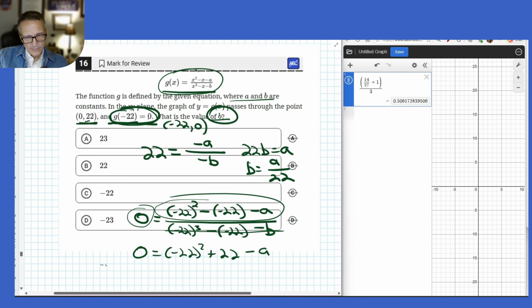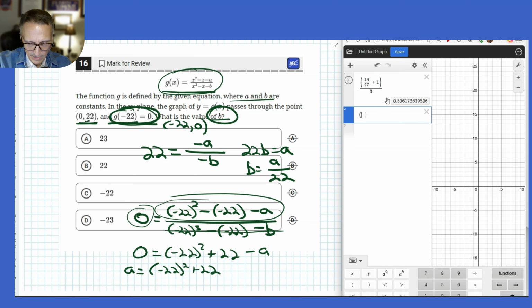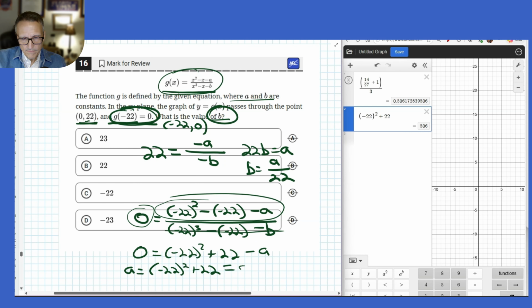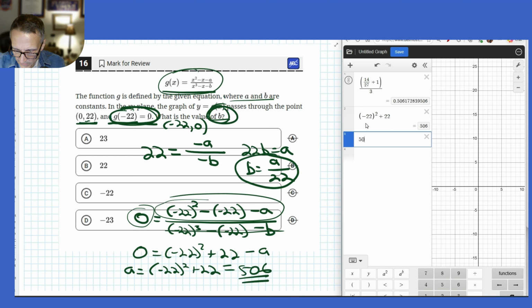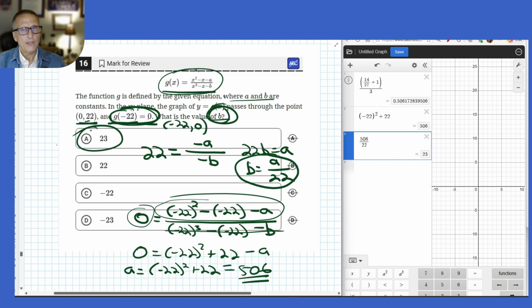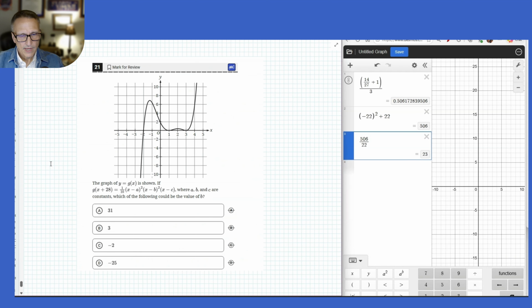Well, I'm going to bring that minus a over to the left, and that tells me that a is negative 22 squared plus 22. Coming over to Desmos, I'm going to do negative 22 squared, and I'm going to add 22. I see that a is 506, and up here, I know that the b that I was trying to solve for is a divided by 22. So I take the 506 divided by 22. I get my answer, 23. There we go. I'm going to work 2 more problems from this practice test.